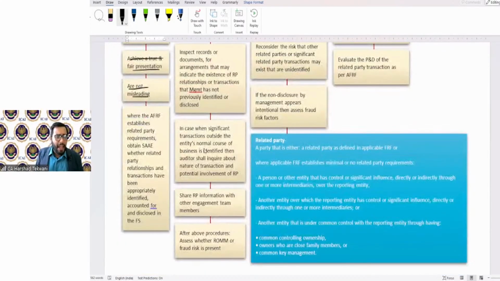And where the applicable financial reporting framework establishes related party requirements, obtain sufficient appropriate audit evidence whether related party relationships and transactions have been appropriately identified, accounted for, and disclosed in the financial statements. So all these three talk about SA 330.